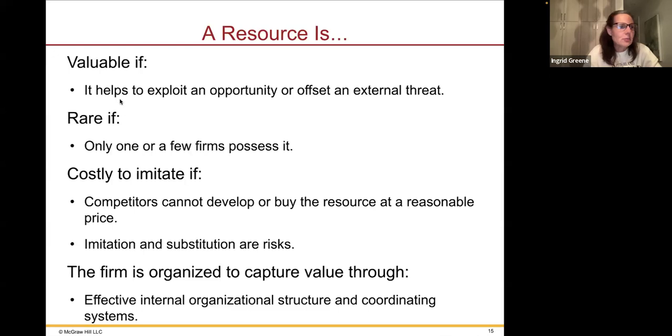So, a resource is valuable. Going back to the VRIO framework, how do you decide if it's valuable? It helps to exploit an opportunity. Does it just increase value?